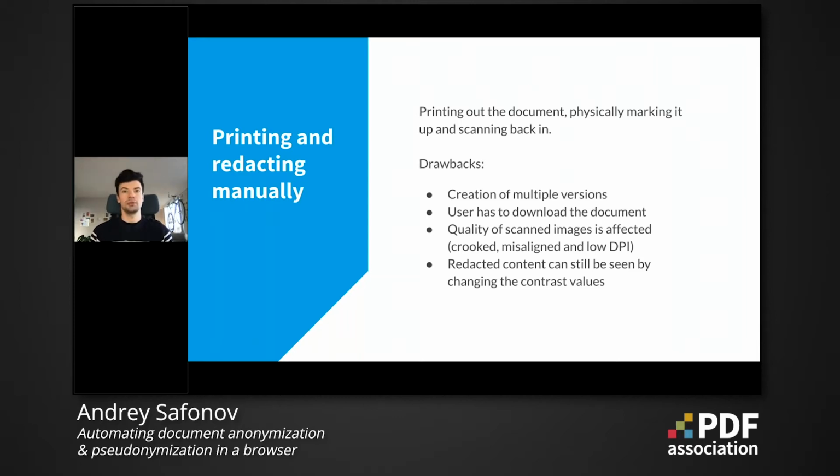First, it creates multiple versions of the document when we're scanning it back in. The user has to either download or print the document, which in the case of printing is not very environmentally friendly. The quality of the scanned images is affected as well, depending on the printer settings. And then when placing the images back in, it's crooked, misaligned, and doesn't look too good. And sometimes the redacted content can still be seen by changing the contrast value and playing around with the image, especially if it was done with a black highlighter or a Sharpie.